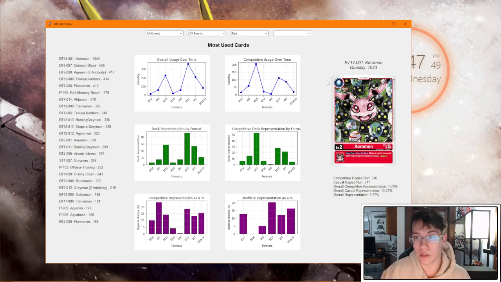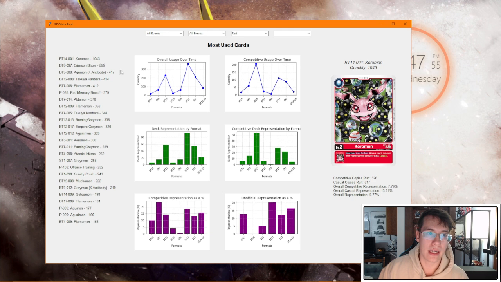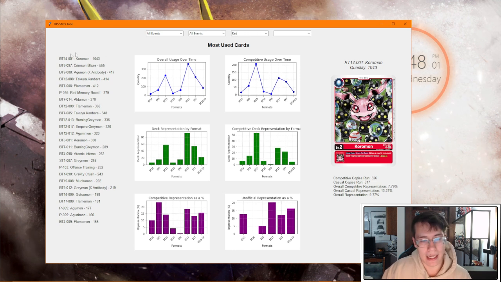So this brings up our most used red card of all time. Who would have guessed it's Koromon? And then you have some heavy hitters following it up. Crimson Blaze, Agumon X, Takuyamon, Flamemon, Red Boost, all these things. It is mostly Greymon Tribal, Hybrid Tribal, and then your red utility cards like Koromon, Crimson Blaze. I believe Gravity Crush? Yeah, Gravity Crush is all the way on the bottom there at 243, etc., etc.